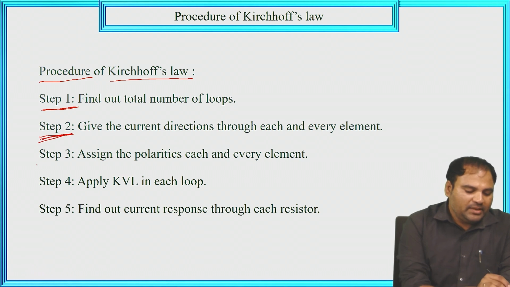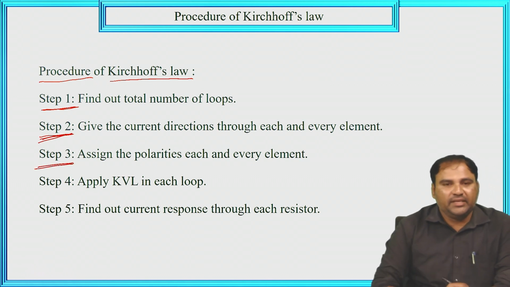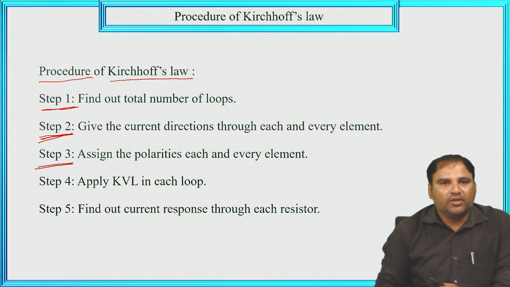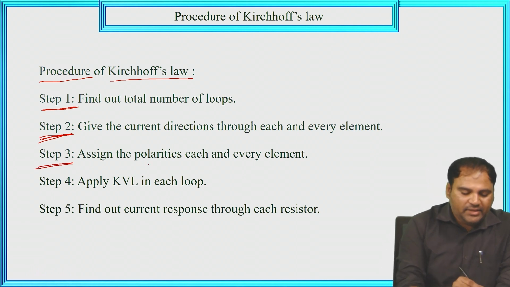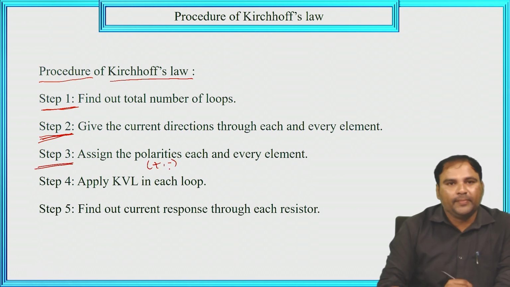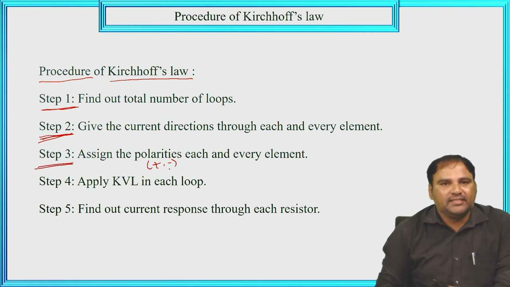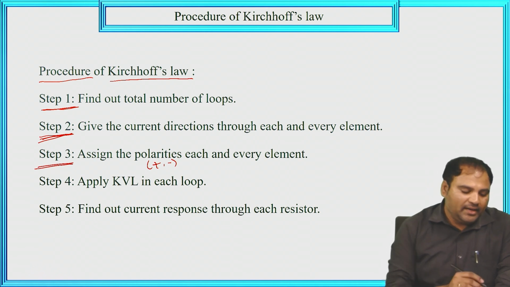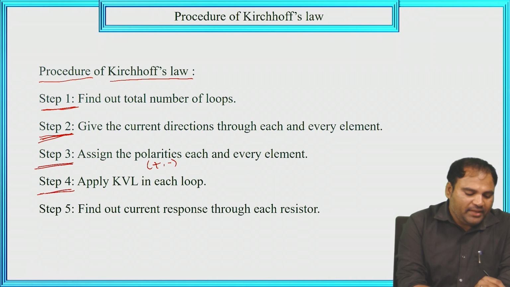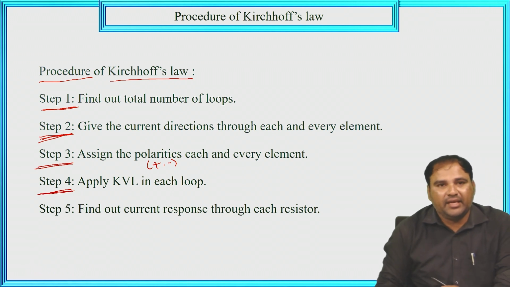Now step number 3 is we have to assign the polarities at each and every element. Polarities means plus and minus. That is step number 3. And step number 4 is we need to apply the Kirchhoff voltage law, KVL. We need to apply the KVL in each loop.